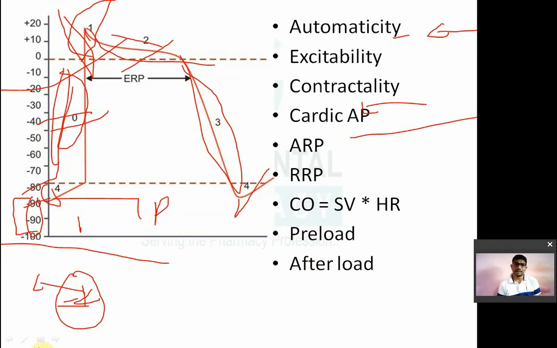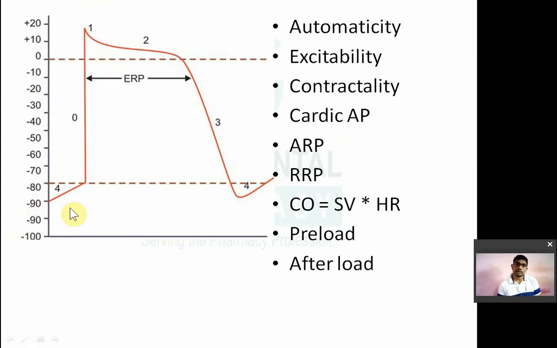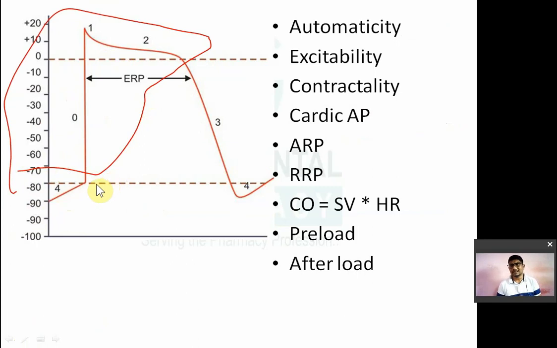Now what happens during phase 0 and phase 2? During these phases, if there is another impulse for depolarization, depolarization will not happen. So during phase 0, 1 and 2, though there is another impulse, depolarization will not occur. This period is known as the absolute refractory period.